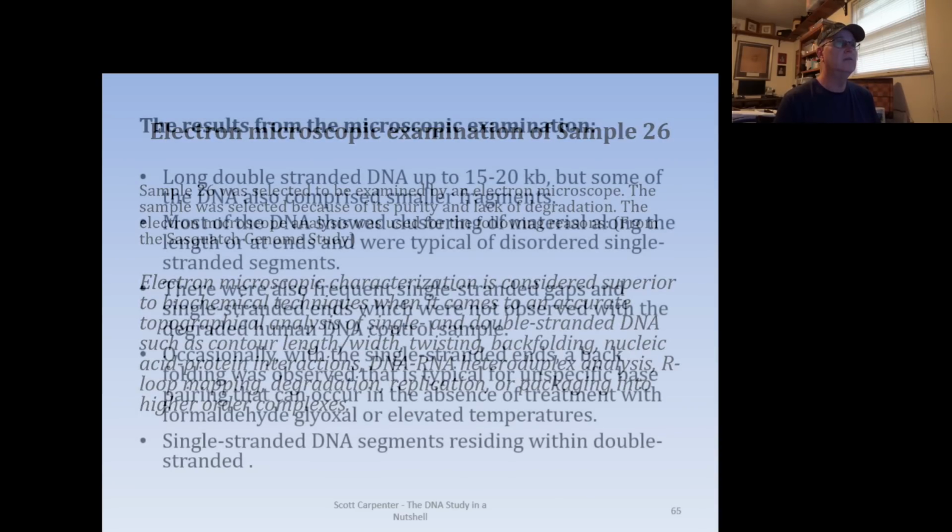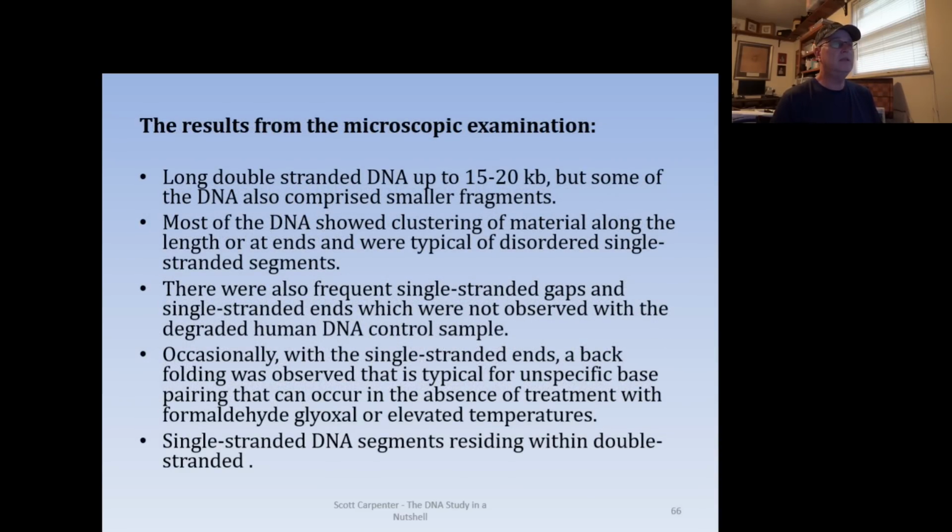Now they sent these off to 2 different labs to do the same analysis. So 2 labs got these, and the results came back for these long double-stranded DNA, 15 to 20 kb, but some of the DNA was also comprised of smaller fragments. Most of the DNA showed clustering of material along the length of the ends and were typical of disordered single-stranded segments.